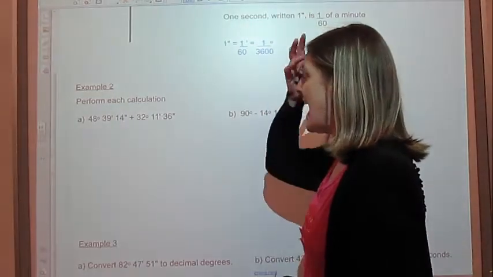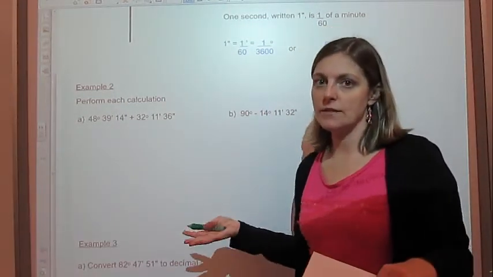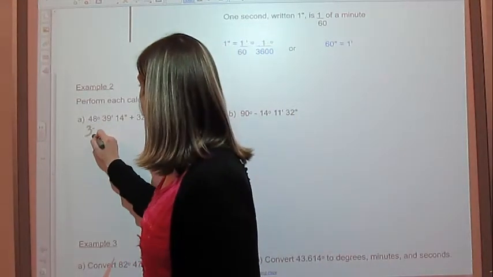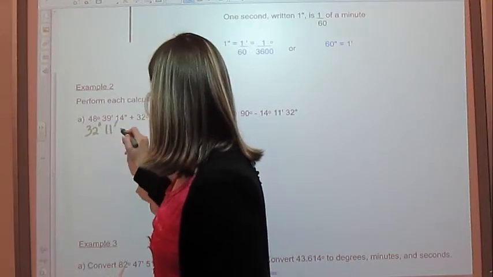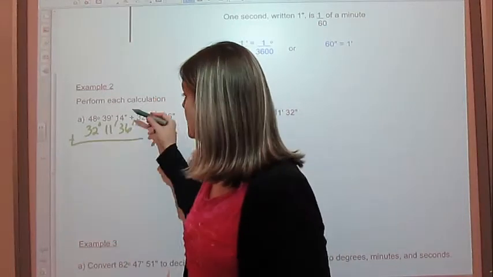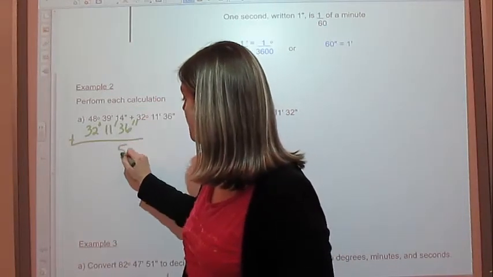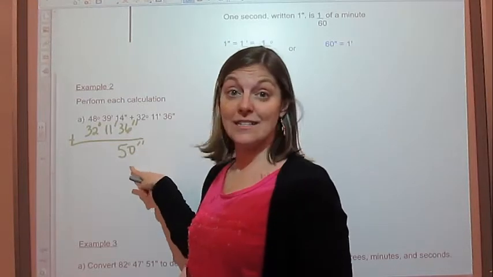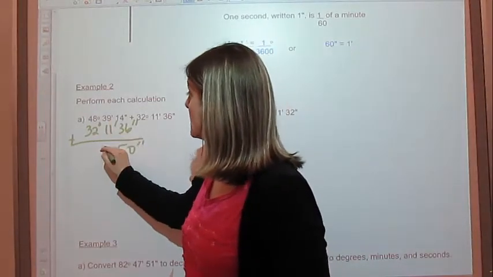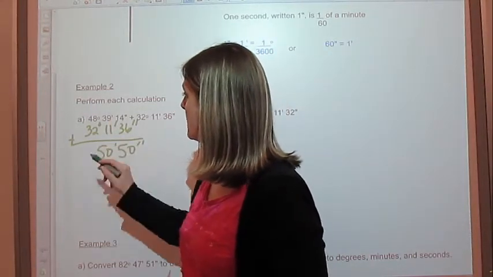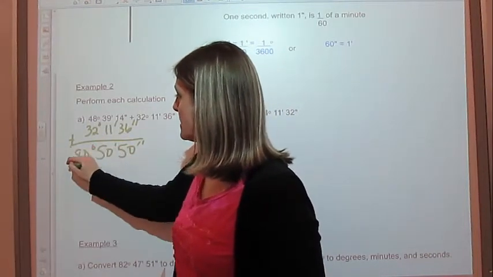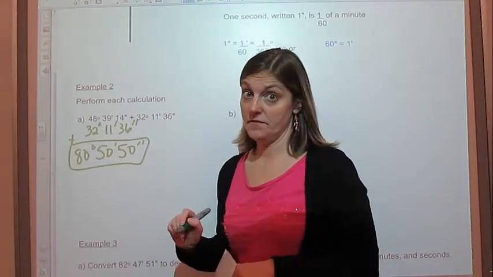All right, so we are going to add these two angles, and it makes more sense to me to line it up vertically. So let's just line that up. So we get 32 degrees, 11 minutes, and 36 seconds. And we're just going to add it the way it is. Okay? So 14 plus 36 gives you 50. Okay? So that's less than 60, so we don't need to add it over to the minutes. 39 plus 11 gives us 50 also, so that's minutes. And then 48 plus 32 gives us 80 degrees. So our answer is 80 degrees, 50 minutes, and 50 seconds.